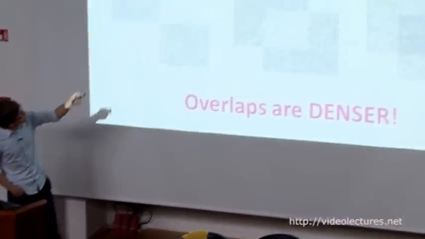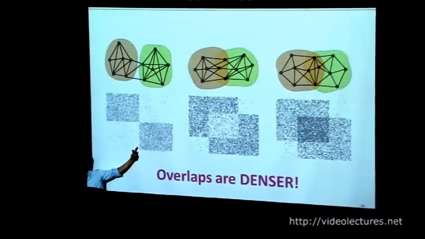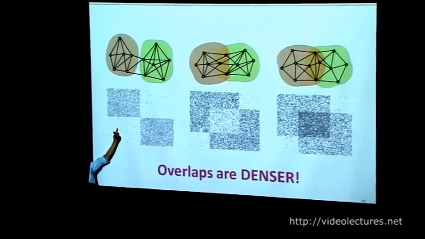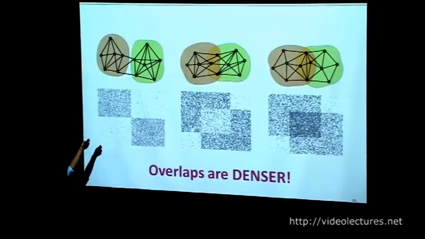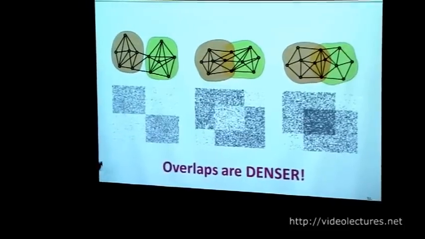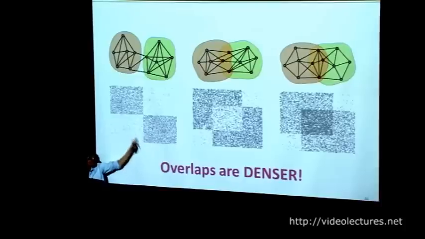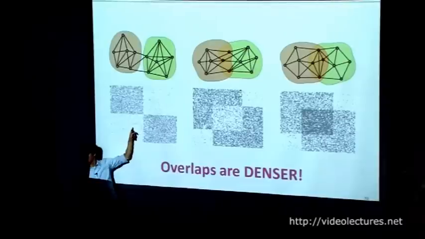So here I have three little example networks, and here I have the corresponding adjacency matrices, right? So empty space means there is no edge, dot means there is an edge, right? So really, if I think of network communities as some kind of graph partitioning problem, then I'm making an assumption that my adjacency matrix looks like this, right? I have a cluster, lots of connections, another cluster, and a few connections between the two clusters.